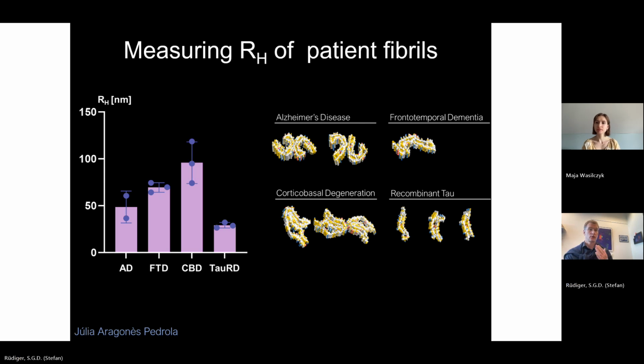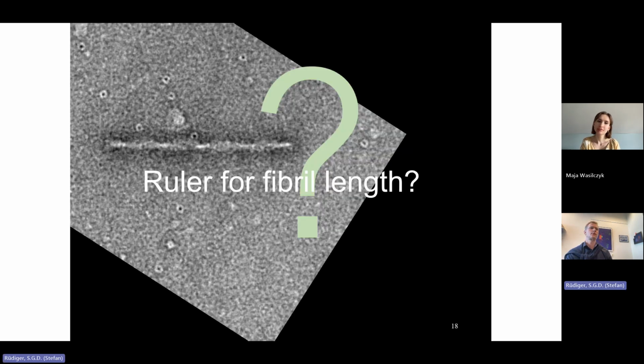Now, the question is, this hydrodynamic radius is a very useful parameter, but what does it actually mean, right? So what we want is the length of the fibril. What we want is a ruler for our protein fibrils.